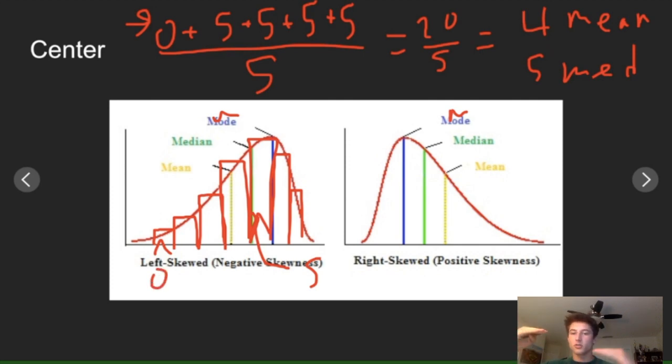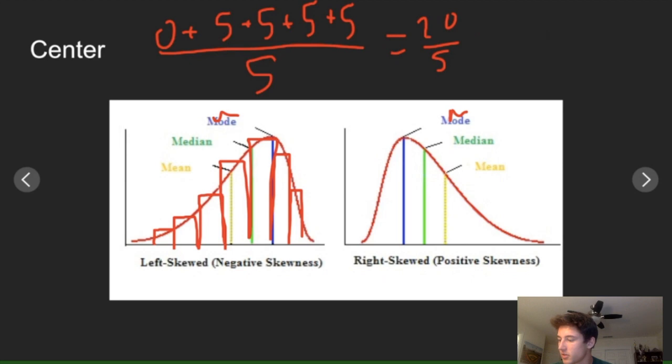So these are the 5s right here. This is the 0. Most of them are right here, but the little 0 right here is dragging the mean down. So when it's left skewed like that, the mean is going to be less than the median. And that's another way you can tell if it's left skewed. So if I said the mean's less than the median, you can assume it's left skewed. Now let's do an example for the right skewed or positively skewed distribution.